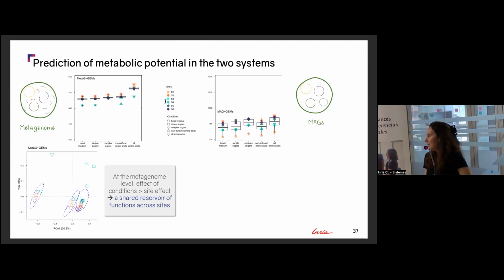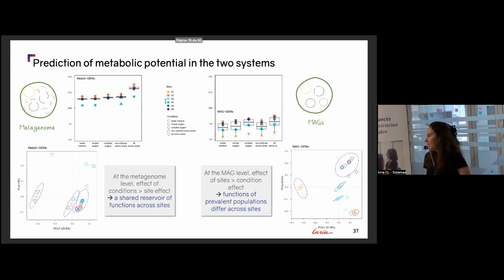Then we looked at the content of these producible molecules. So on the left, you have the result at the metagenome level. And you can see, on this plot, the condition is the shape of the point, and the site of the transect is the color. And you can see here a clustering by shape and not by color, meaning that at the metagenome level, the effect of conditions is greater than the effect of the site. In other words, the sites cannot be very well distinguished at the level of the metagenome across functions. It means that there is a shared reservoir of functions in each of the sites.